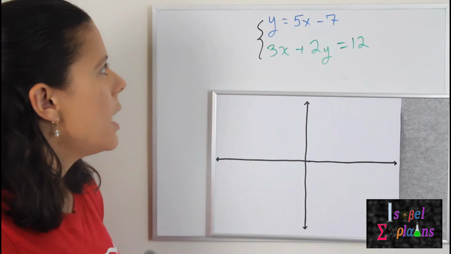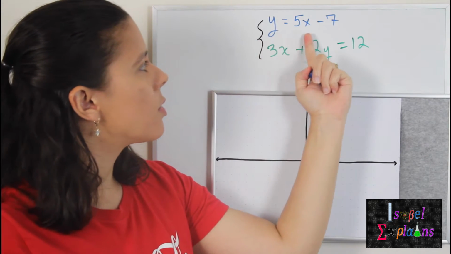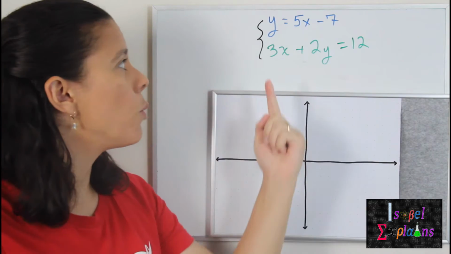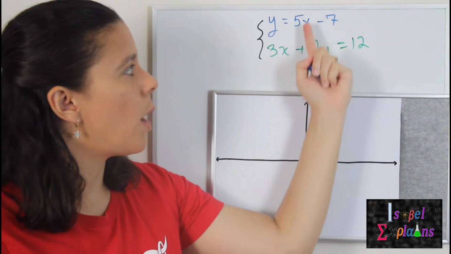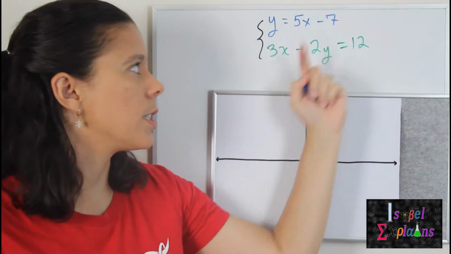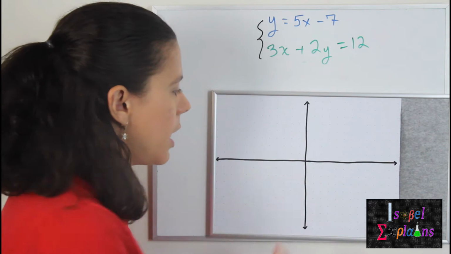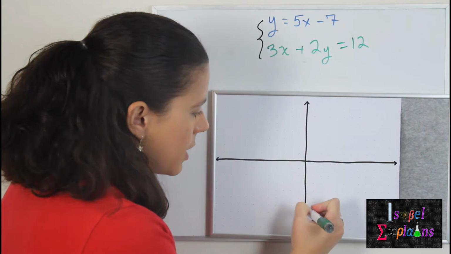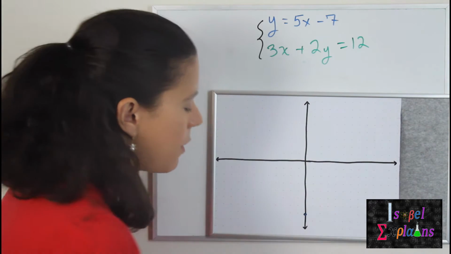So let's do it. If I have y equals 5x minus 7, I have it written in the slope-intercept form, which means that this is the slope and this is the y-intercept. So I'm going to start by graphing the y-intercept first, which is -7. So I'm going to go down here. Go 1, 2, 3, 4, 5, 6, 7. So that's going to be my first point.